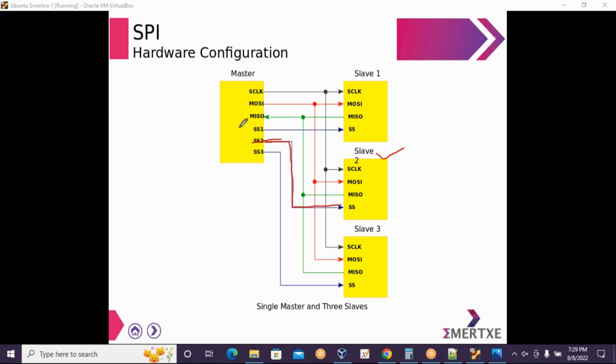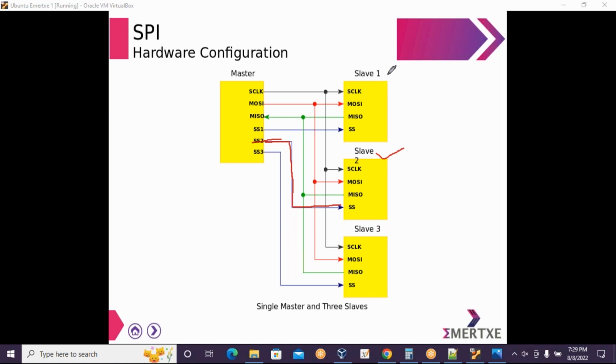So whatever data is being transmitted by the master, it is going to slave 2, and whatever slave 2 is transmitting, it is going to the master directly. So basically, using the slave select lines, you can select the particular slave and you can do the point to point communication directly. So from the master to the specific slave, there can be point to point communication happening.